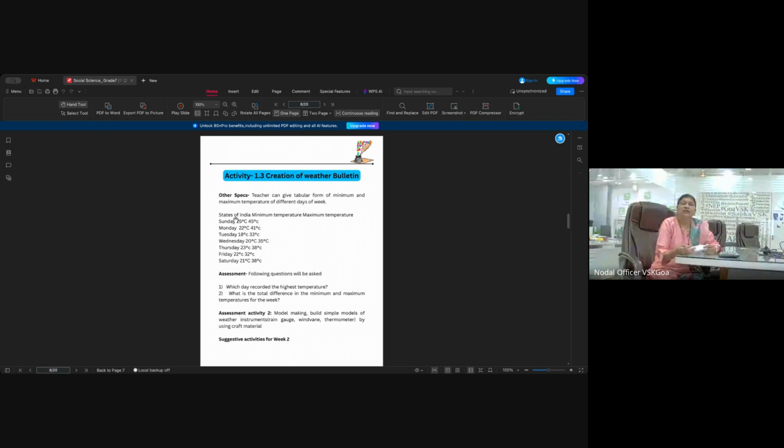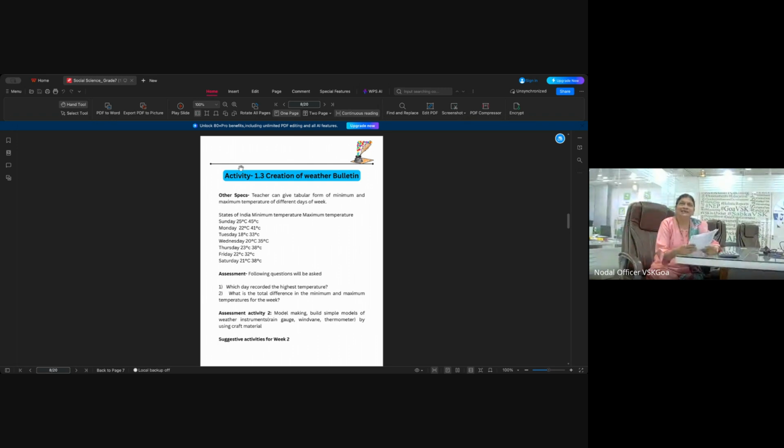And then the children can correlate. Like we have taken the first activity for the first week, the physiographic divisions of India. Now, let the teacher correlate this to the weather. How the physiographic features of India influence the climate of India. Like, for instance, the places which are located at higher altitudes have cool climate. So, what's the reason behind that? Like that type of knowledge may be provided to the students.